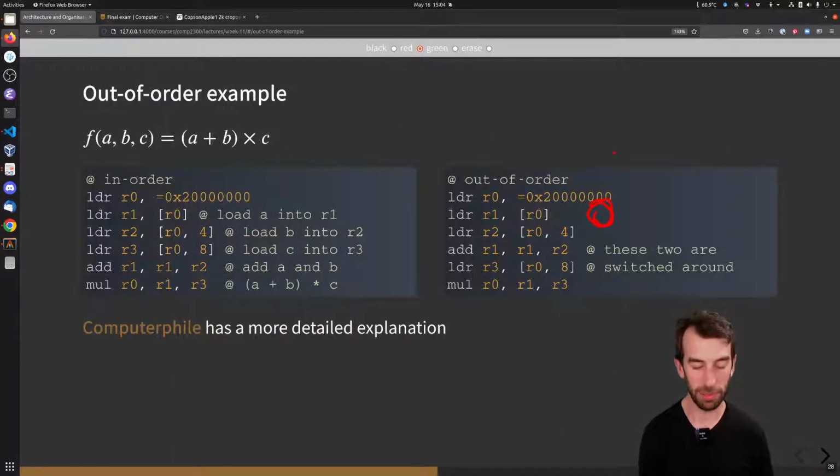Here's an example of a calculation. So you might have a simple function, f of a, b, and c is in brackets a plus b times c. Seems simple enough, right? Well, let's load up a number. That's going to be a, in 0x2000. Then we'll load up b, load up c, and now we add a and b, and then multiply these together.